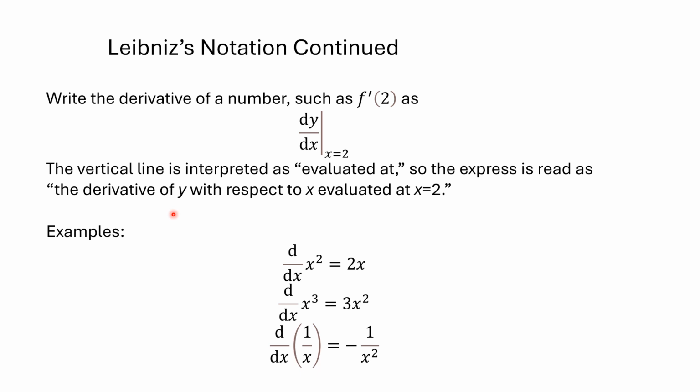So here are some simple examples of the derivatives of some functions that you'll see. The first derivative of x squared is equal to 2x. The derivative of x cubed is equal to 3 times x squared. And the derivative of 1 over x is equal to minus 1 over x squared. And you're going to see many more in your career in calculus.